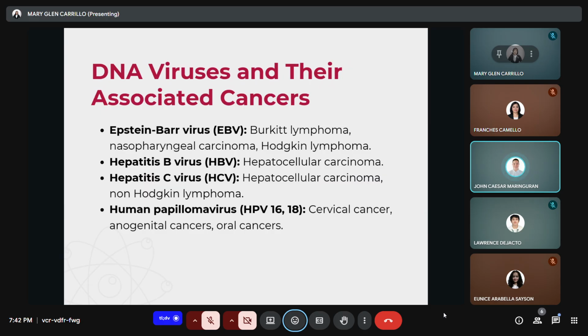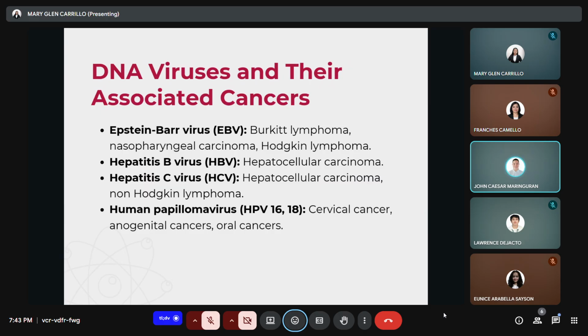Next, we have hepatitis B virus or HBV. So HBV is a major cause of liver cancer. Chronic infection with HBV damages the liver over many years. Repeated cycles of damage, inflammation, and repair cause DNA mutations in liver cells. Additionally, HBV DNA can integrate into the host genome, disrupting normal gene function and potentially activating oncogenes. This is why HBV vaccination is considered one of the most important cancer prevention tools worldwide.